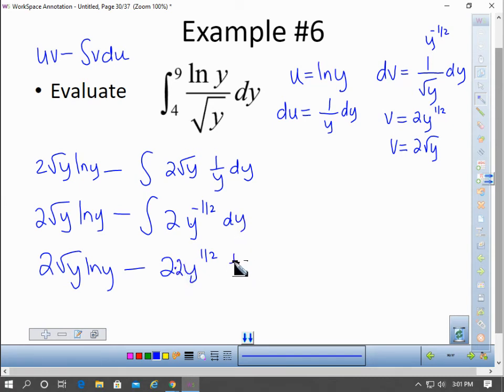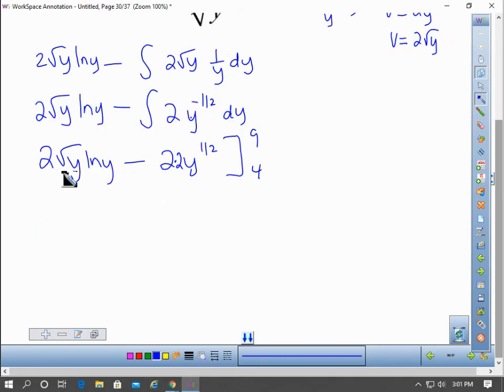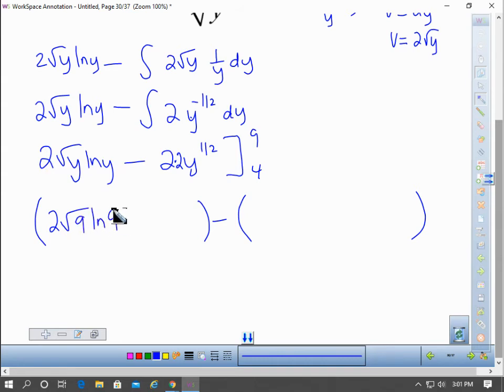And then it's a plus. Oh, we don't need the plus c. My bad. We don't need the plus c because we're evaluating from 4 to 9. Okay, so now I'm going to do the fundamental theorem of calculus. So I'm going to put a 9 in first. So 2 square root of 9 ln of 9 minus 4, and then it'll be 9 to the 1/2. And then we're going to put a 4 in. 2 square root of 4 ln of 4 minus 4 times 4 to the 1/2.